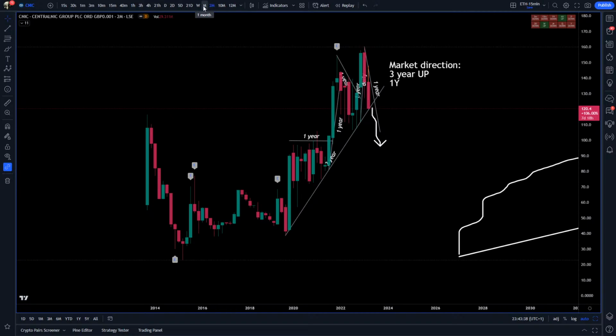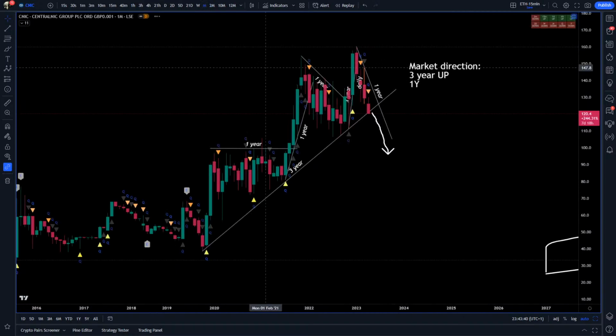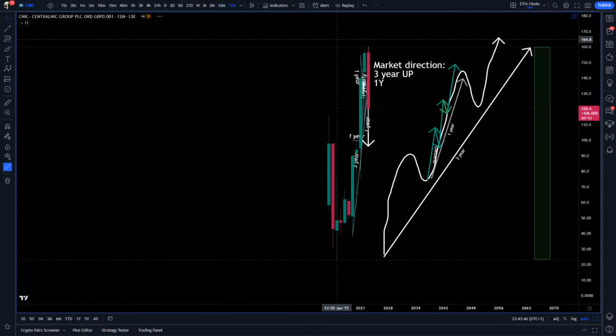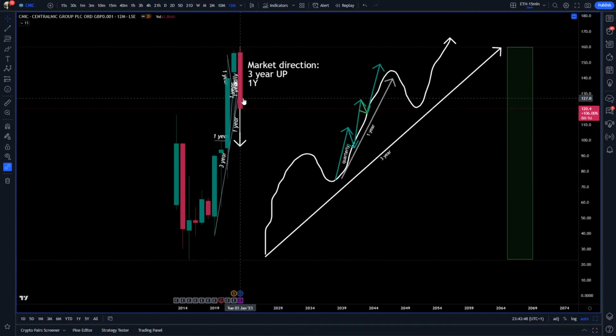But from my manual analysis, I can tell you that this yearly trend is going down, and this yearly trend, which is this whole trend, is going down.